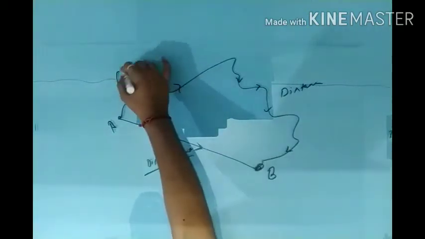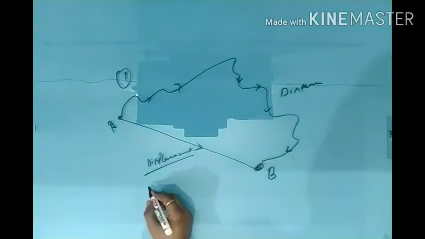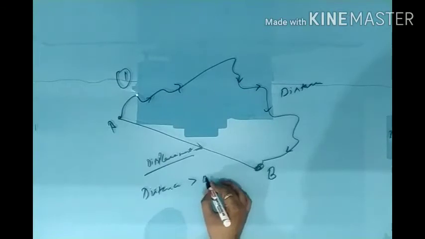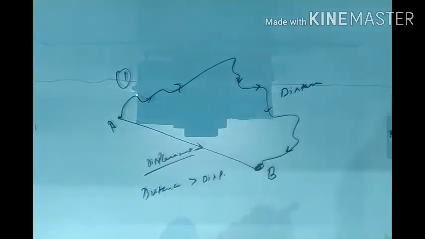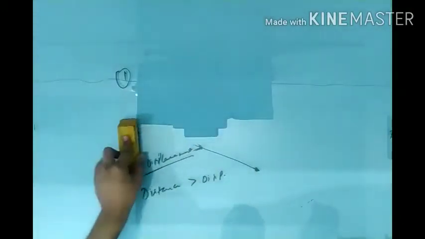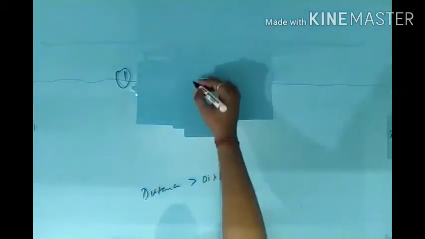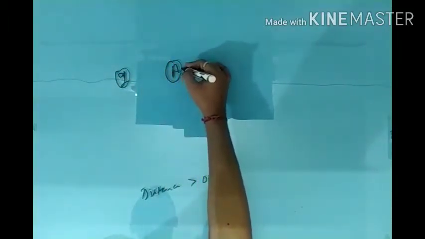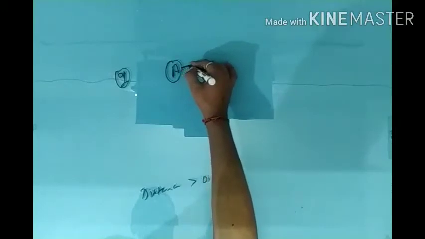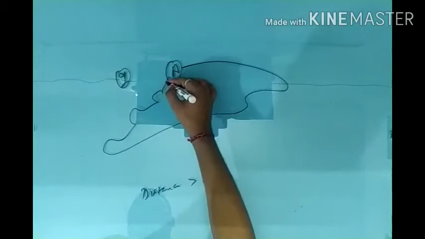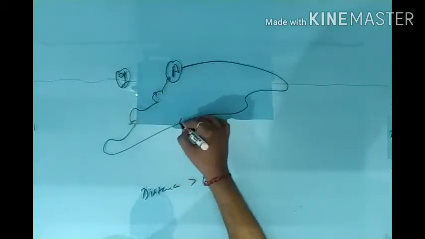In this case only, distance is greater than displacement. Now second case, suppose a person A is standing at point A, moves anywhere, and after traveling a distance he again reaches the same point A.